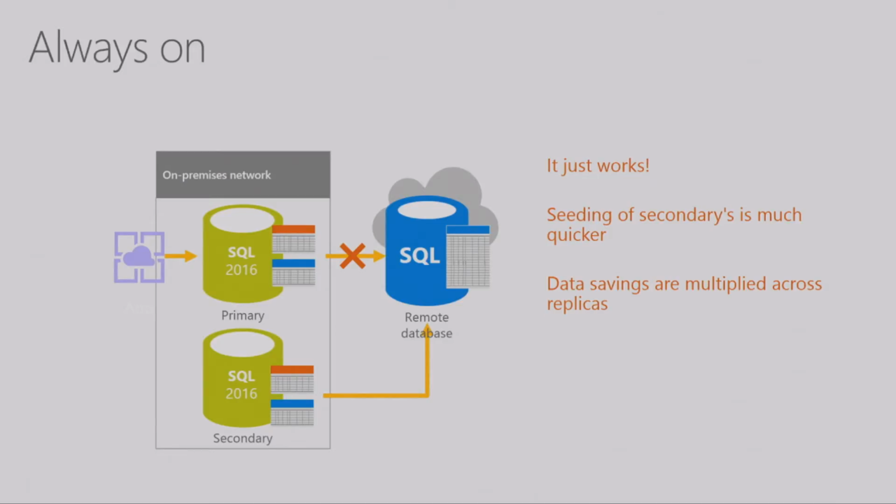Okay, so that's secondary. You can reauthorize it to the DR node. Yes, you can, as long as they're part of the same availability group.